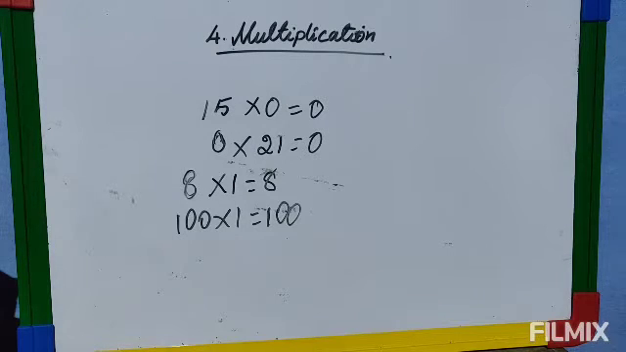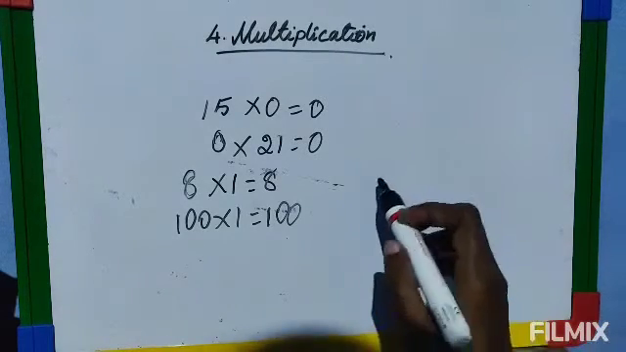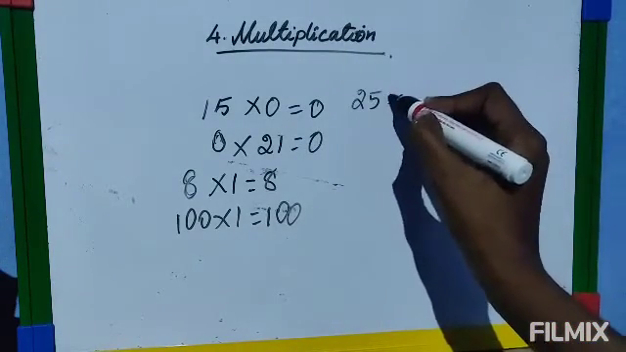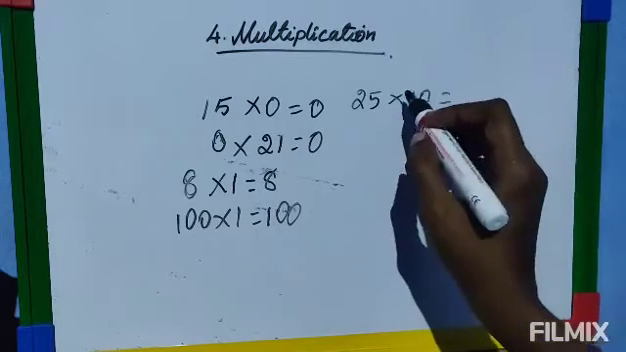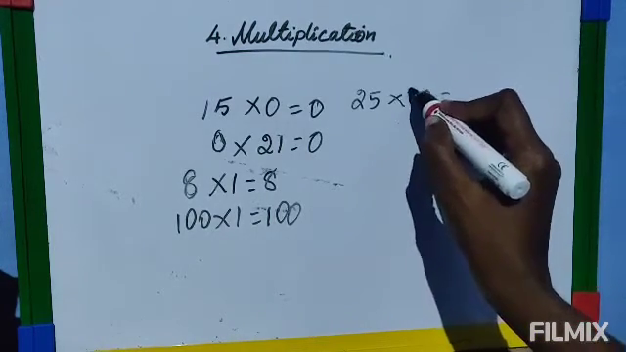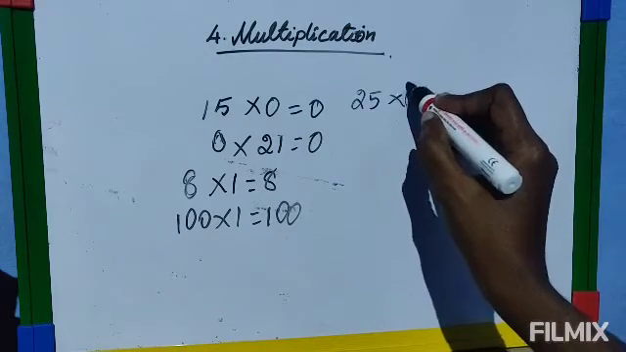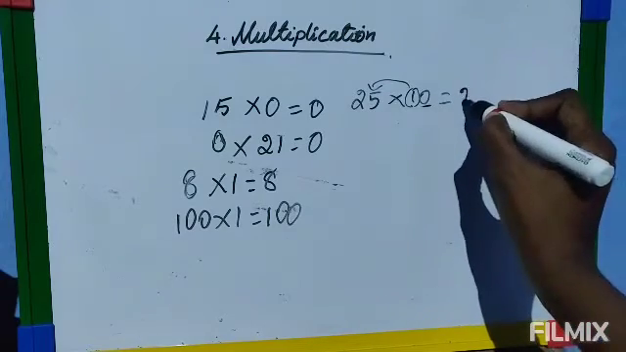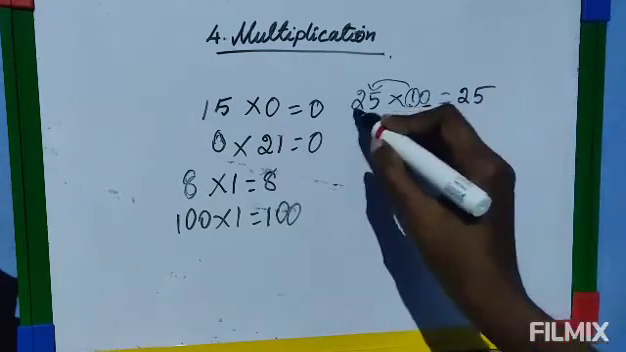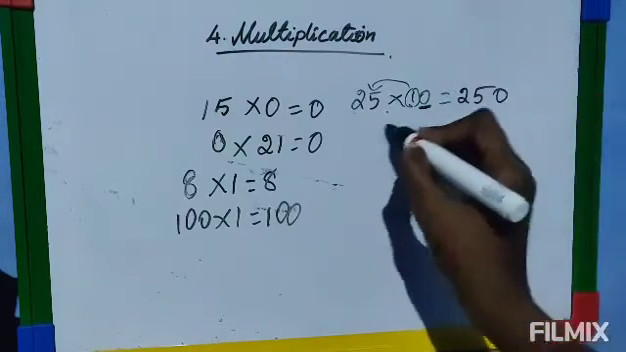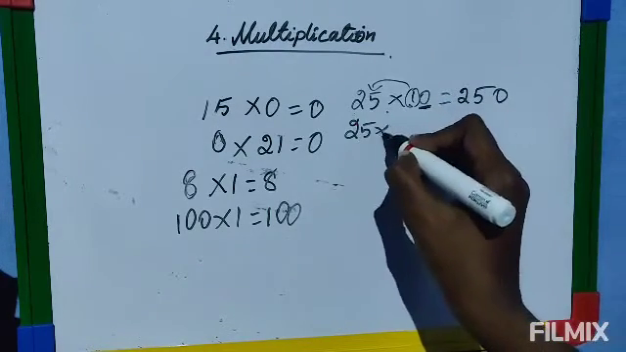Again, multiplying by 10, 100 and 1000. Suppose there is 25, you have to multiply by 10. So look at the 0, only one 0 is there. Before the 0 what number is there? 1. So this number you have to multiply by 1. If you multiply by 1, it is the same number only. So 25 multiplied by 1 is 25. And how many zeros are there after 1? 1 zero, so that you add. Now 25 into 100.